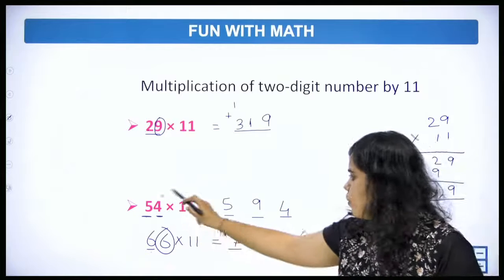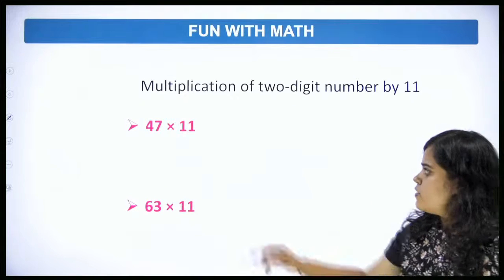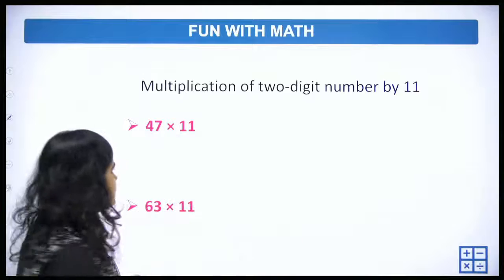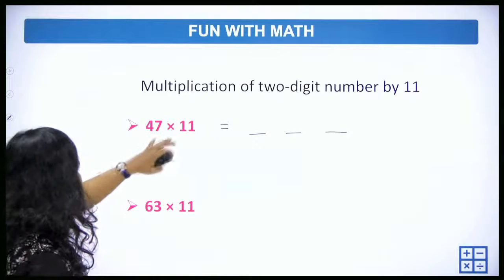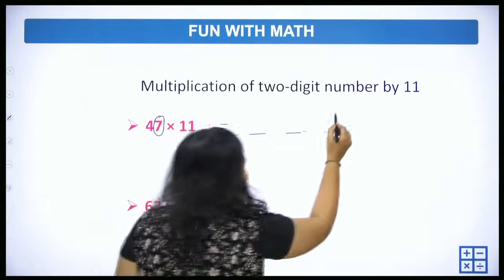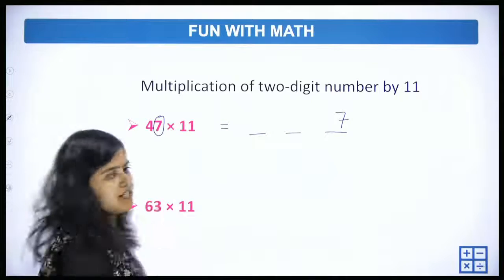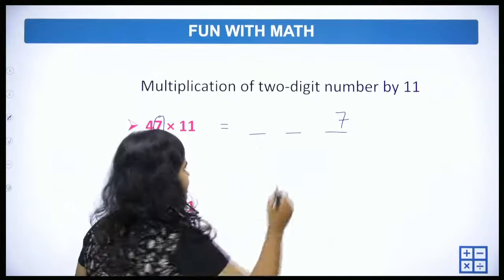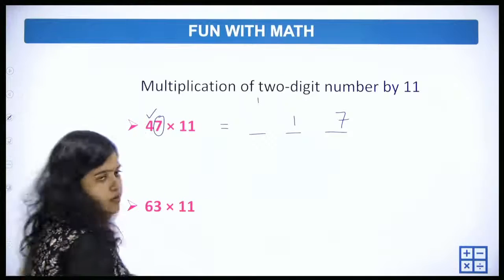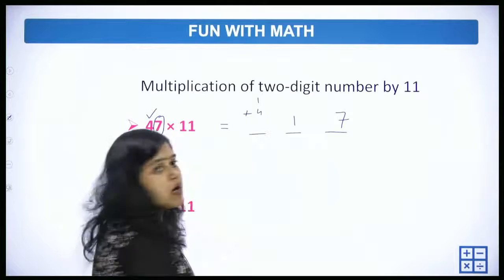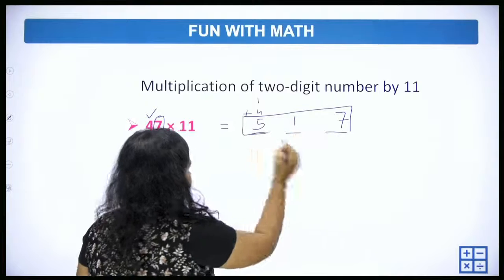And the ones place is the ones place as it is. Right? Let's solve a few more questions. 47 into 11. 47 into 11 is again a 3-digit number. 1, 2, 3. How will we do this? The ones place is 7. So the ones place is fixed as 7. What is in the tens place? 4 plus 7. What is 4 plus 7? 11. So 1 comes, 1 is carried. And what is in the hundreds place actually? 4. So 1 plus 4 is 5. So 517 is the solution.